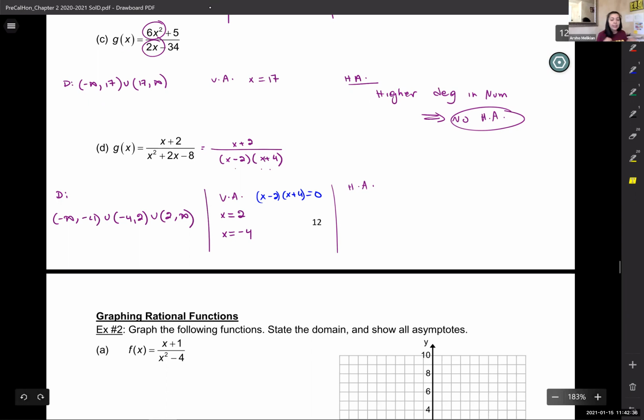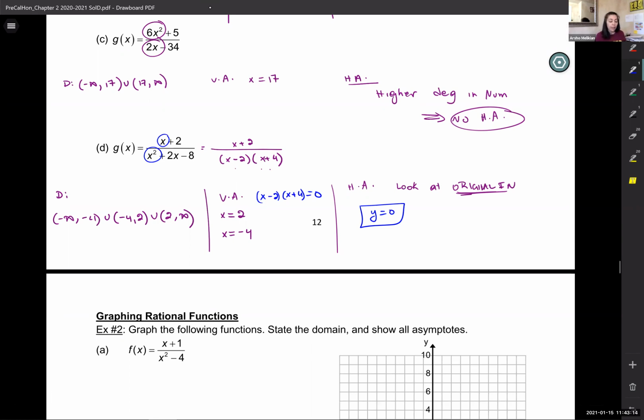Now, for the horizontal asymptote, this is important. Look at the original function. Look at the first term there and the first term there. Do you see how there is a higher degree at the bottom? Because there is a higher degree at the bottom, I can immediately say the horizontal asymptote is y equals 0.